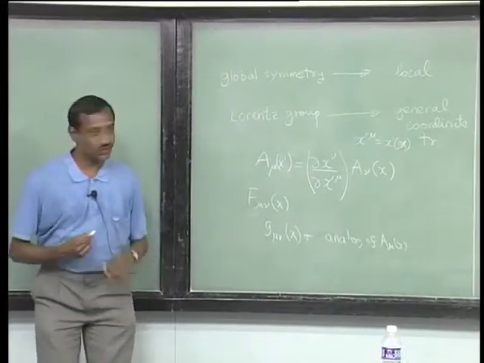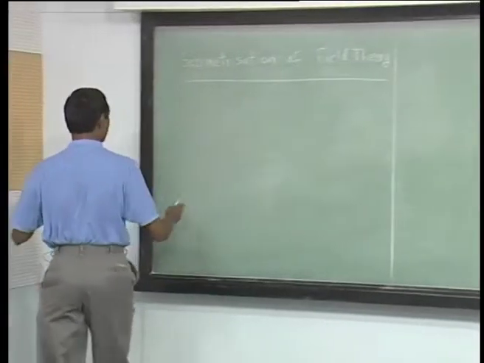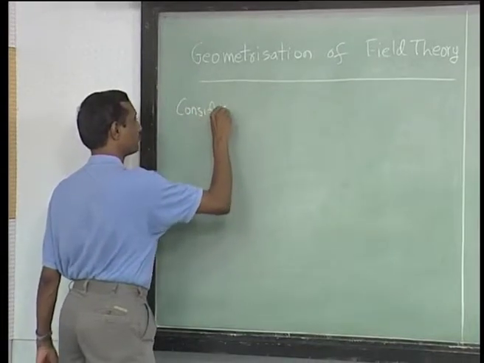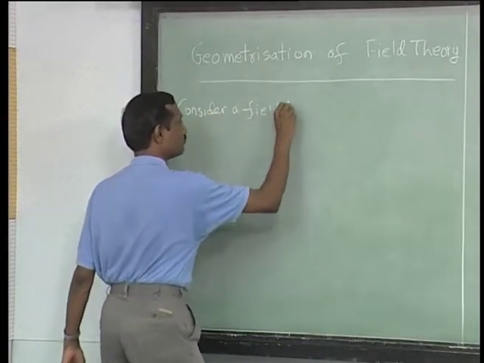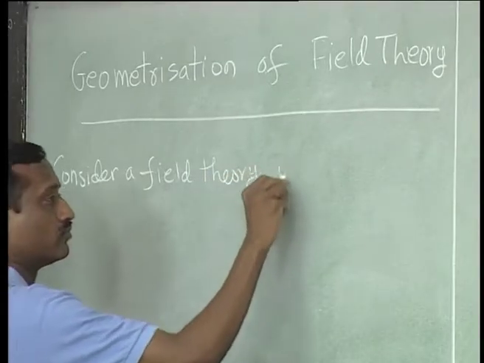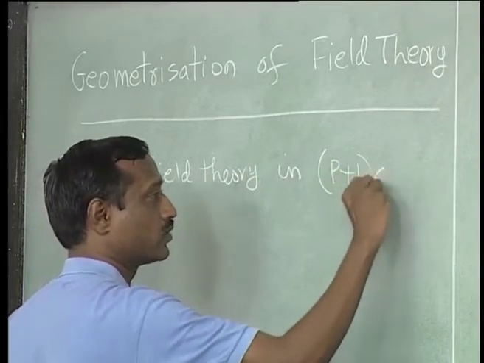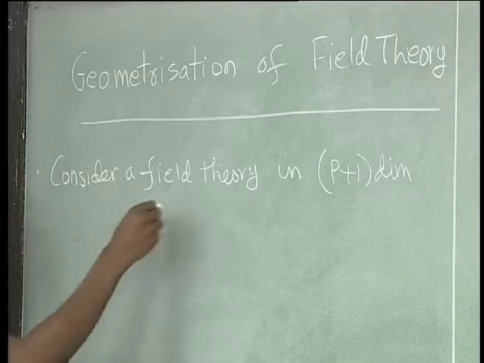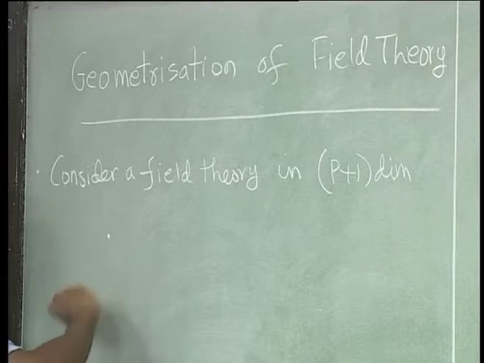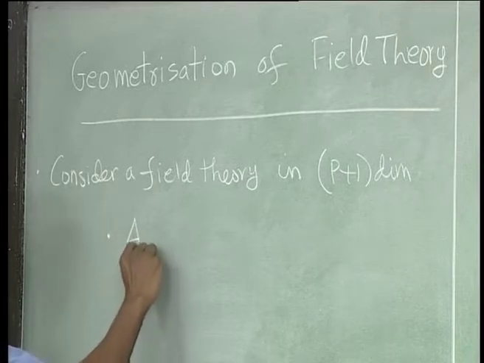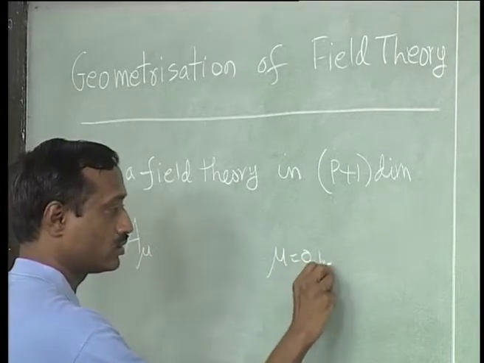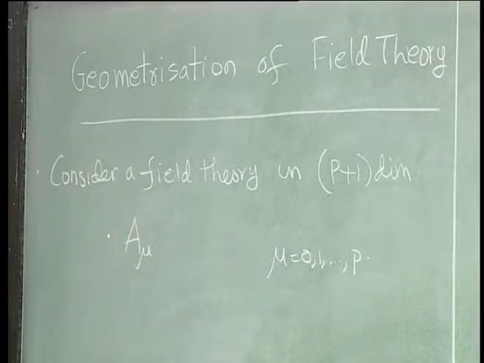Okay. So coming back to geometrization of field theory, the example we will choose is we will consider a field theory in p plus 1 dimensions. I should give you the spectrum. The spectrum is a gauge field, A mu, where mu runs from 0, 1 to p.